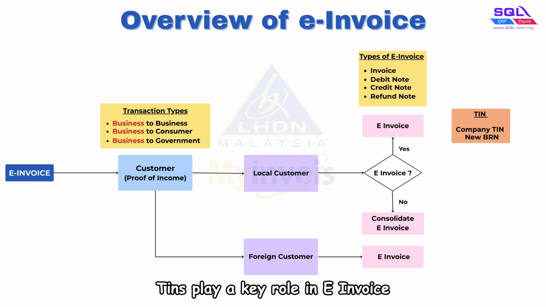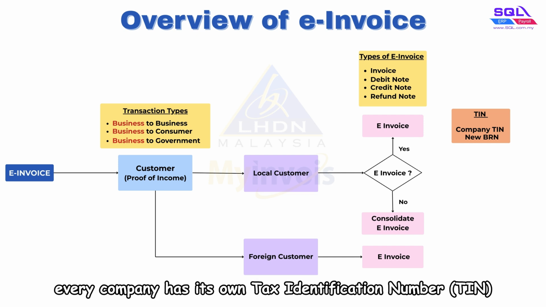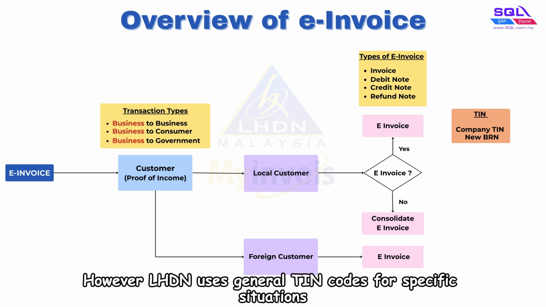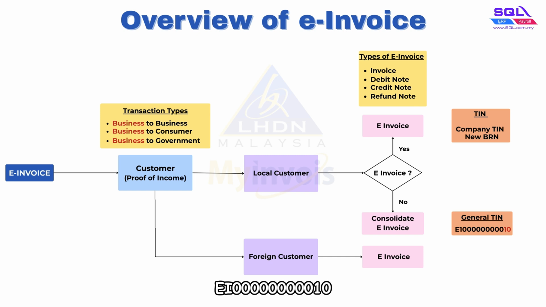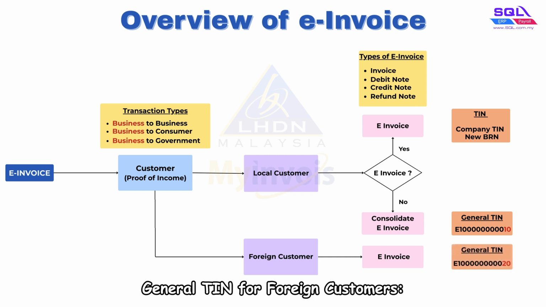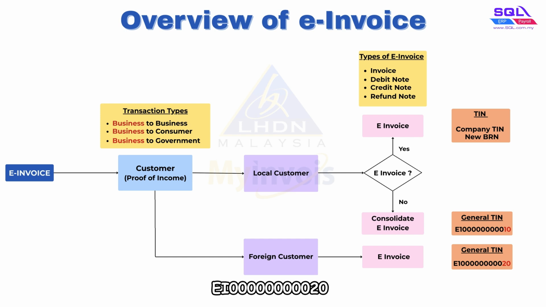TINs play a key role in e-invoice. Every company has its own tax identification number. However, LHDN uses general TIN codes for specific situations. General TIN for consolidated e-invoice, EI with 90 and 10. General TIN for foreign customers, EI with 90 and 20.